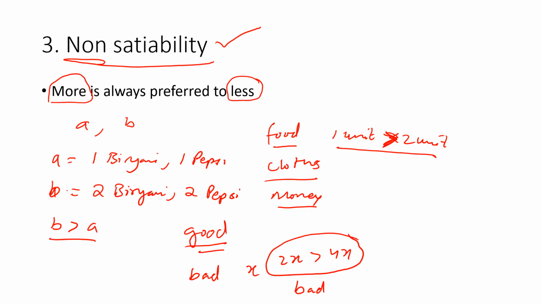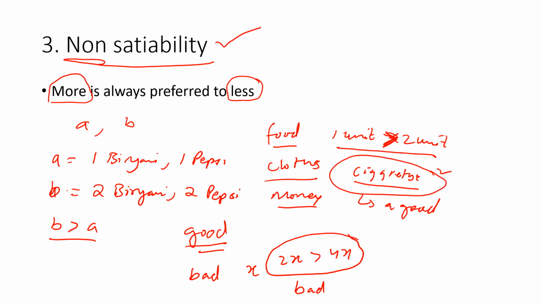And what about cigarettes? In economics, cigarettes will be a good if more of it is preferred to less, and usually this is the case. So economics as a subject does not have values, but it defines things scientifically, and by scientifically we mean that if more cigarettes are preferred to less, then it is a good. If less of cigarettes is preferred to more, then it is a bad.